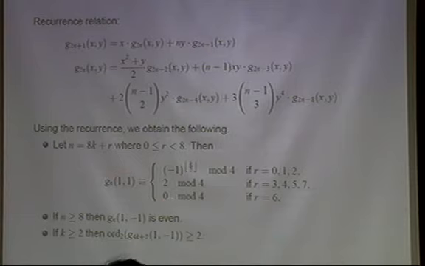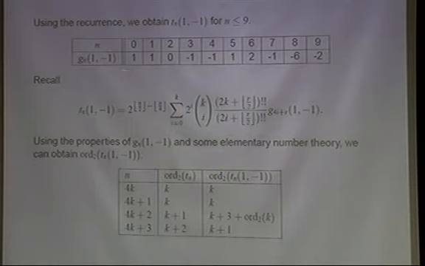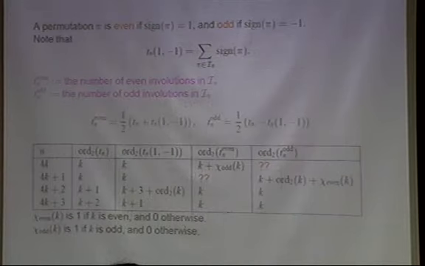using these recursive relations, we can find this number for the first few values of this, and use the same method. We can prove that the order 2 of this signed sum is this. And using this table, we can consider odd involutions and even involutions. So a permutation is even if the sign of that permutation is 1, and it is odd if the sign is -1. This is the definition.